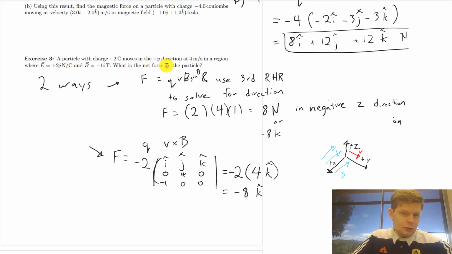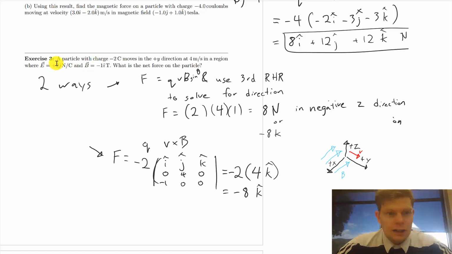One thing I also forgot to do was add the electric component, but that's pretty easy. It's just electric field strength times the, oh, hold up, never mind. That's in the, no, it's in the positive j direction. Yeah. So it would be minus 8k minus, you got minus 2 times 2. So it would be minus 4j hat.